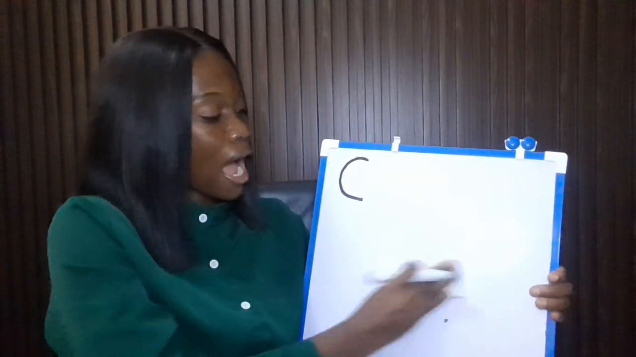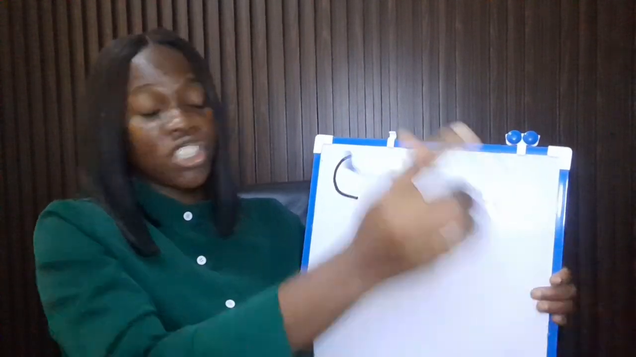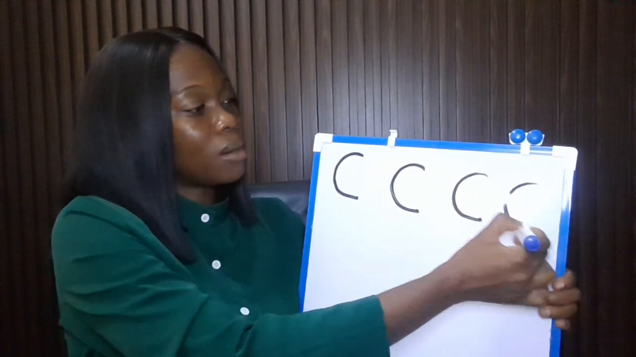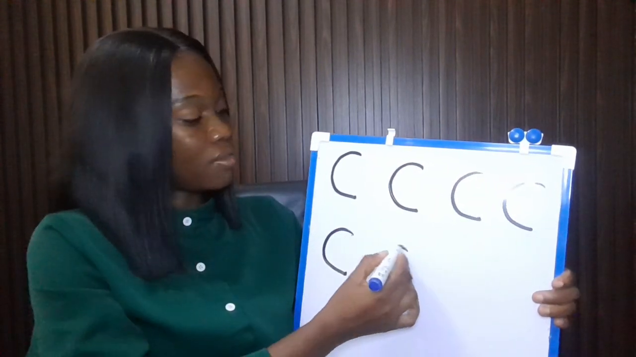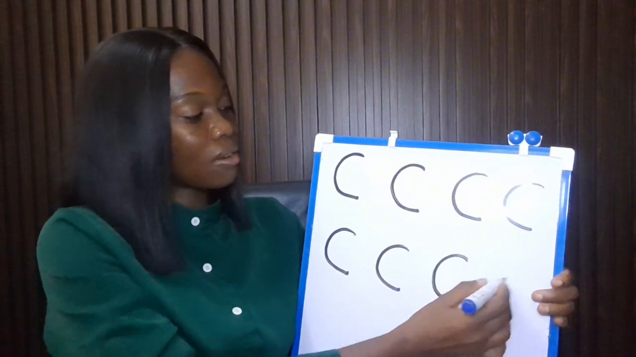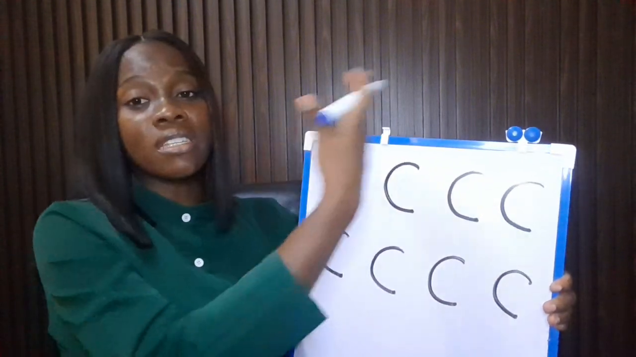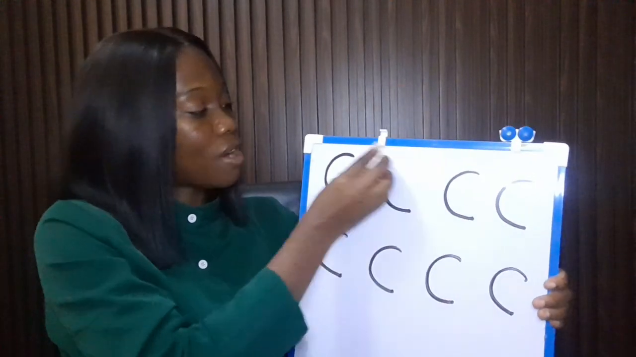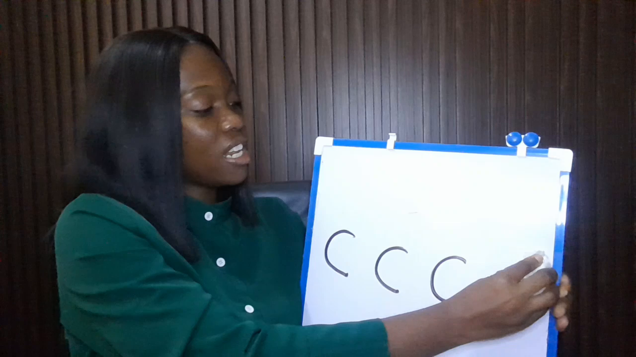So I'm going to be modeling for the child that this is what a back curve is, a back curve, a back curve. I will do this everywhere on my whiteboard. And then I'm calling each child to have a go.